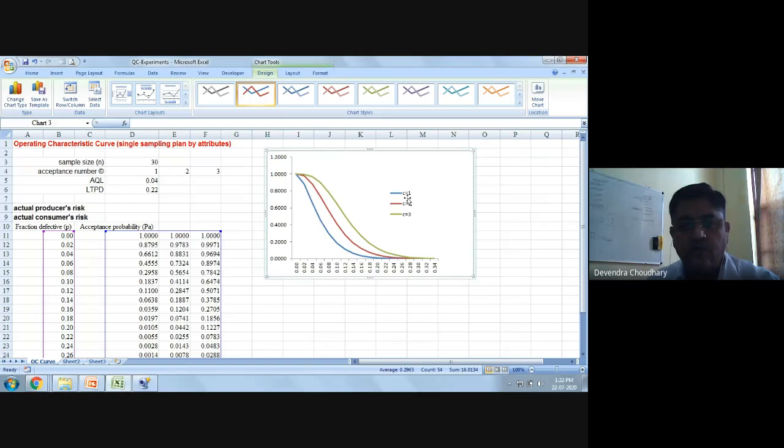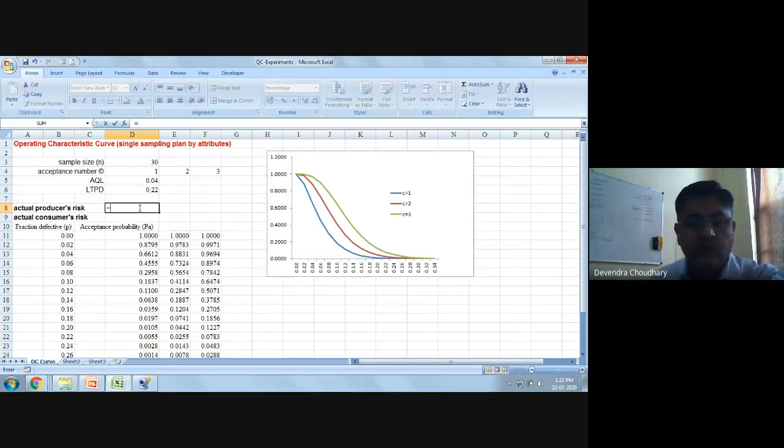This blue one is for when acceptance number is 1. This red one is for acceptance number 2, and this green one is for acceptance number equal to 3. Now let's calculate producer's risk and consumer risk. Producer risk is 1 minus probability of acceptance. So here I write 1 minus binom, because the binomial distribution gives the probability of acceptance, and this number is 1.